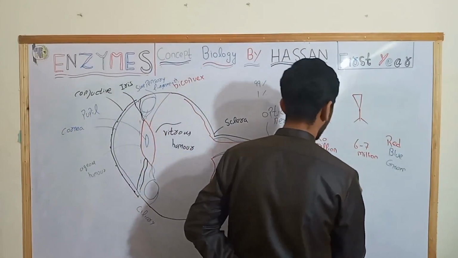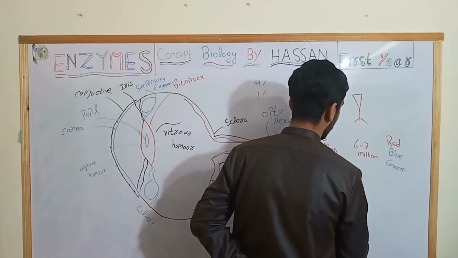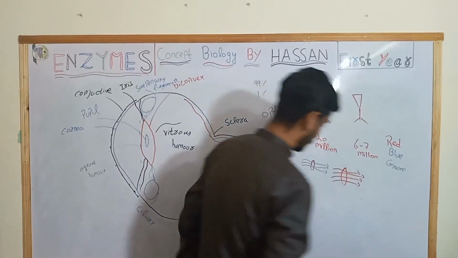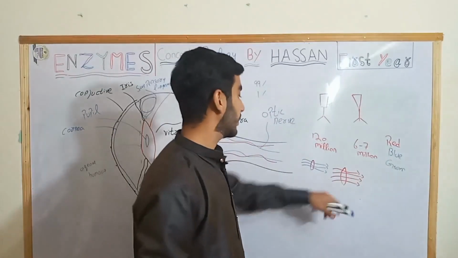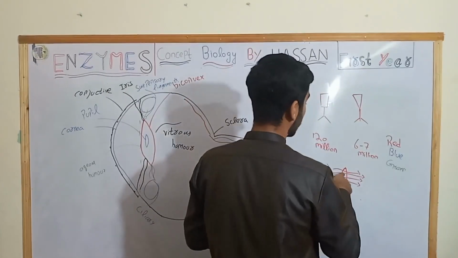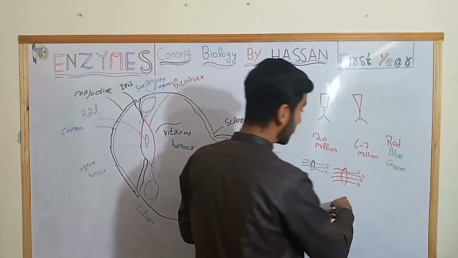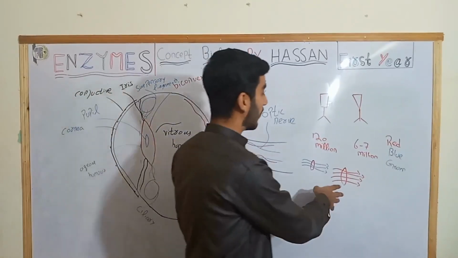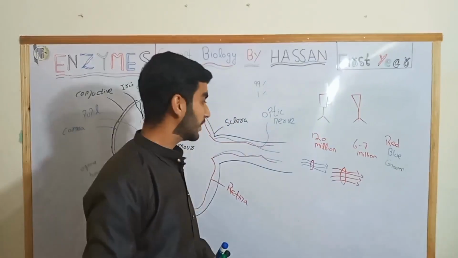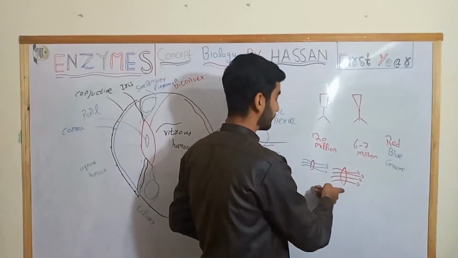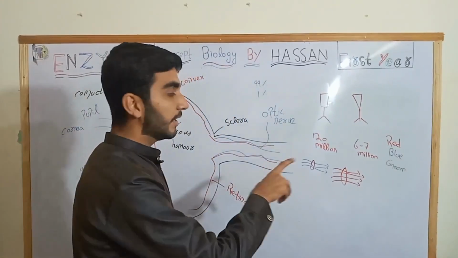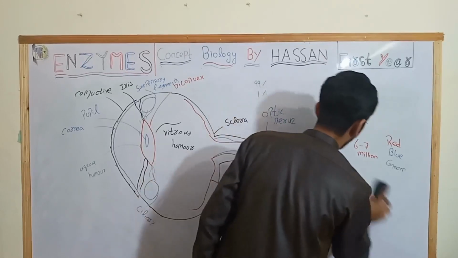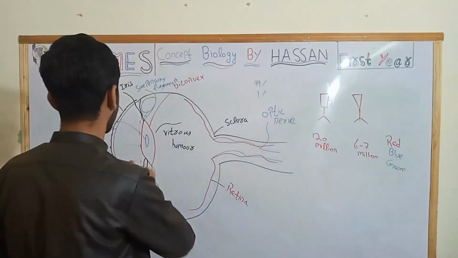If it is night, if the evening happens, then the pupil dilates very much, because in the absence of sunlight our eye needs a large amount of light, so the pupil dilates. This dilation and contraction of the pupil is very important for our eye. This is the pupil.